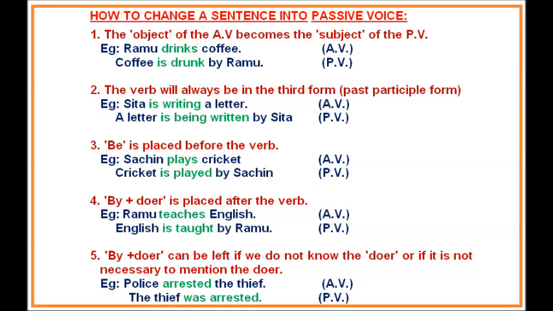For example, see, police arrested the thief. Active voice. The thief was arrested. Enough. We need not write by police. Why? The action arrest can be done only by police. Teachers, doctors cannot arrest thieves. So mention of the doer is not necessary here. It is understood. In such cases also, we can omit by plus doer after the verb.